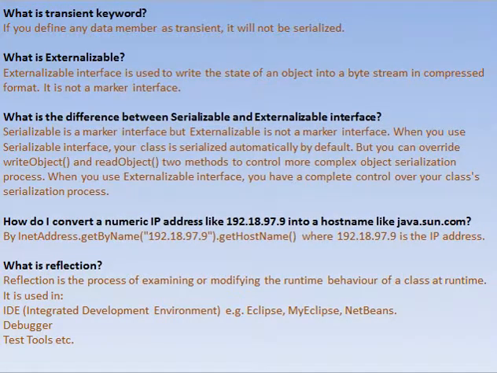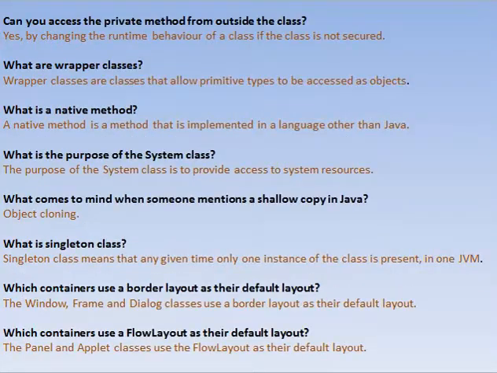What is reflection? Reflection is the process of examining or modifying the runtime behavior of a class at runtime. It is used in IDEs, Integrated Development Environments, for example Eclipse, MyEclipse, NetBeans, debuggers, test tools, etc. Can you access a private method from outside the class? Yes, by changing the runtime behavior of a class if the class is not secured.